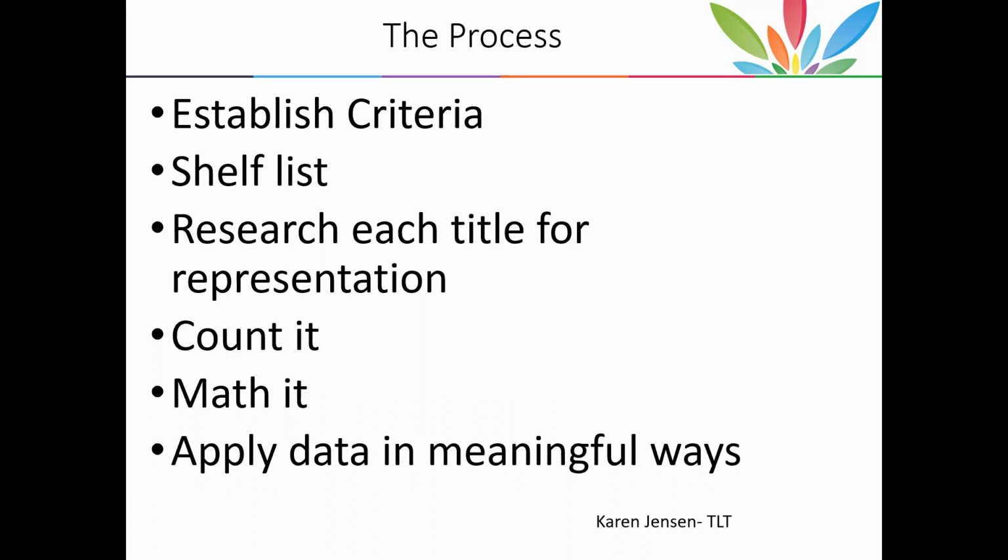And then you're going to count up what goes where and do a little bit of math to figure out what percentage of your collection is what, and then apply that data in meaningful ways. When I say apply that data in meaningful ways, that might mean looking at your percentages, be it bar graph or pie chart, and you might realize that you really need more books in your collection that feature Native characters. Or depending on what criteria you audited for, you may realize that you need more books that feature Native characters that are not historical fiction.